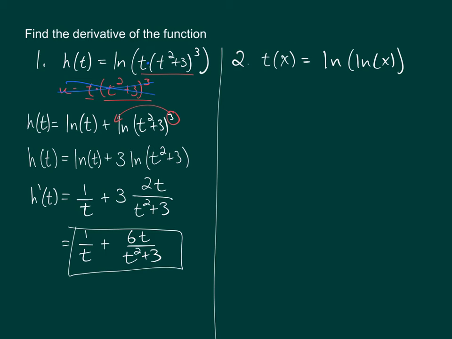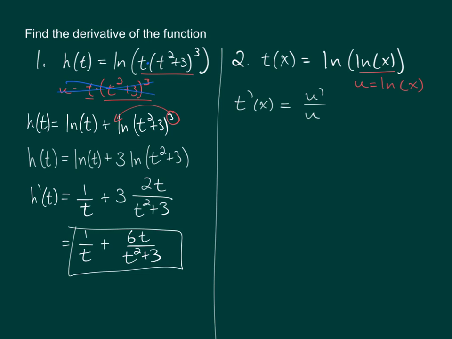With the techniques that were used in example 1, being able to separate out the product into 2 different logs and pushing the power to the front, we will not be as lucky to use that over here for example 2. In example 2, we will need to use the chain rule in this case. So in this case, u will be the natural log of x. So when we find t prime of x, it will end up being u prime over u.